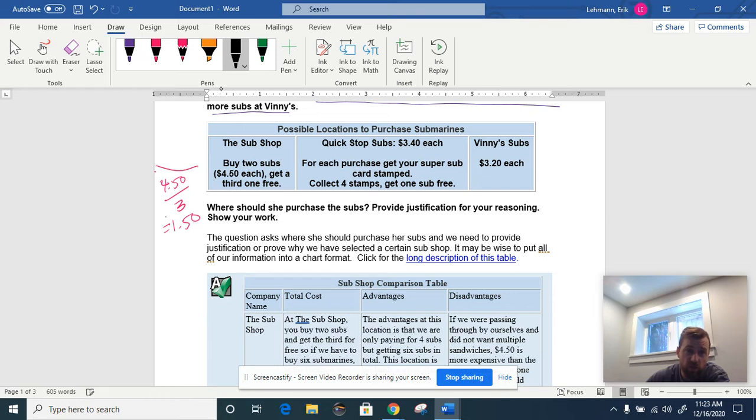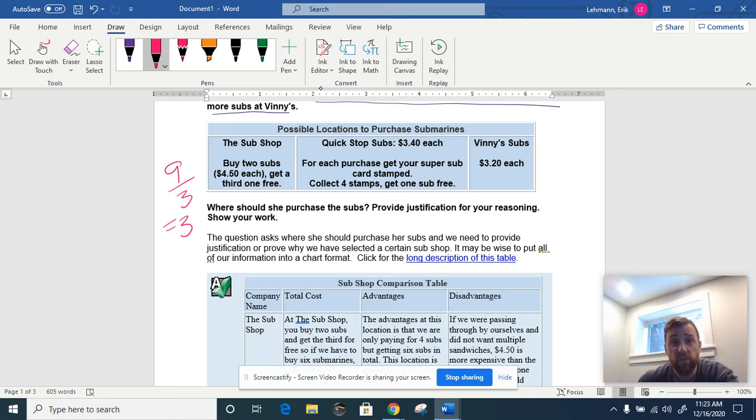So that's actually a good example in close reading. Let me erase that and let's read. So 2 subs at 450. So 2 of them would be $9 divided by 3. That's going to be $3 per sub. Good catch, Mr. Lehman. That was almost a mistake. So you're going to have to read closely. I was kind of rushing there and wasn't paying attention.